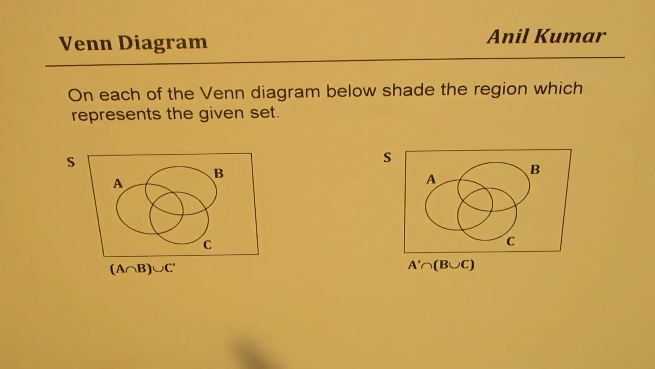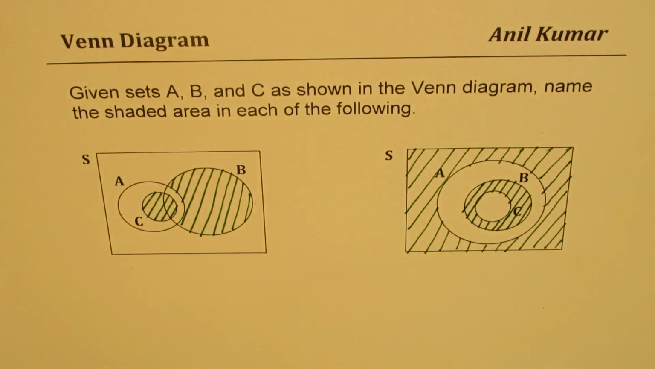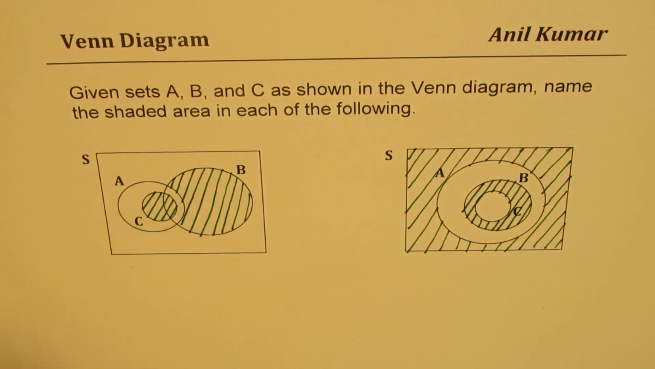So that is what it is. You can pause the video, answer the question, and then look into my suggestions. Now, once you do the shading, after that we have the other question, which is, we have already shaded two Venn diagrams here where sets A, B and C are shown, and that is the shaded portion.